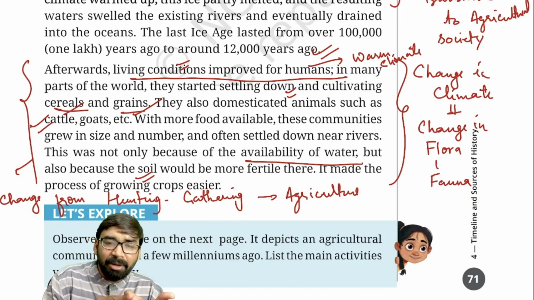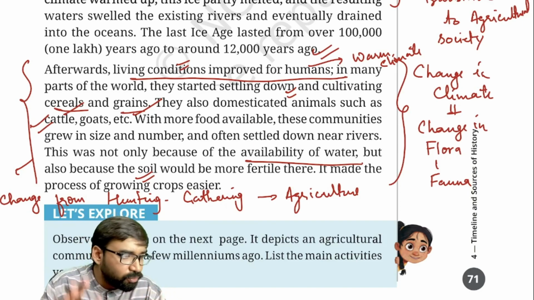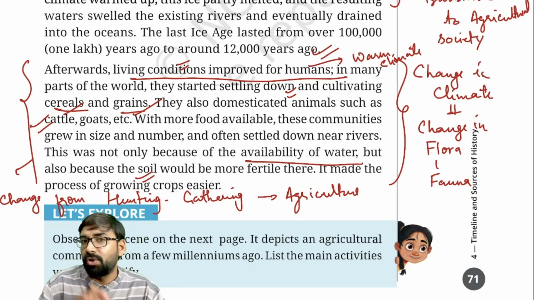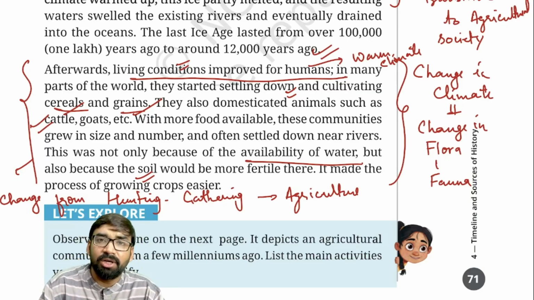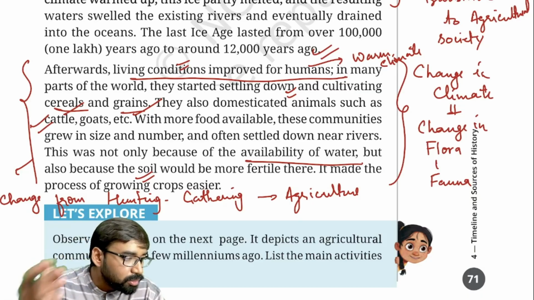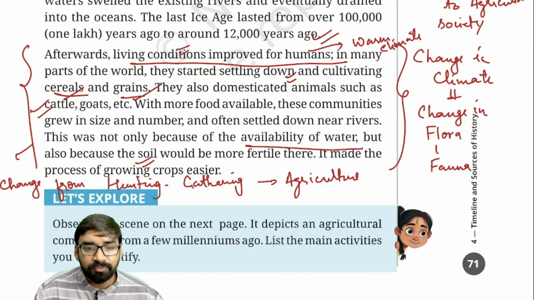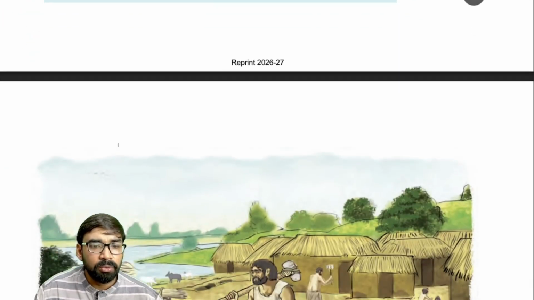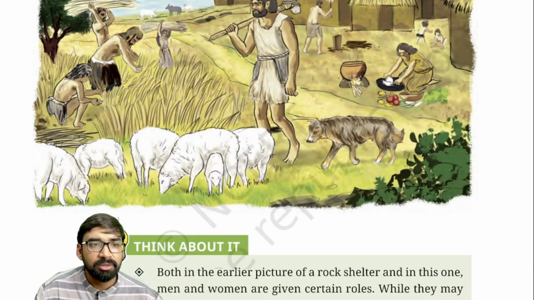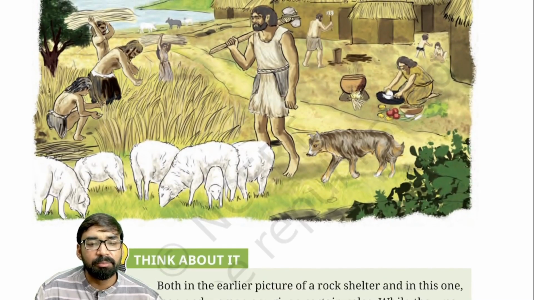So nearby rivers, because of three important reasons. First, availability of water was there. Second, fertile soil was there. Third important thing was that soil was important for growing crops. So that was easier for crop cultivation. Now in this scenario, as you can see here, now see this picture. This picture tells you the important story.